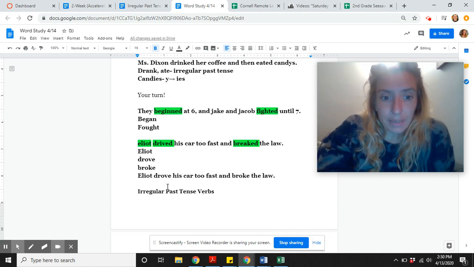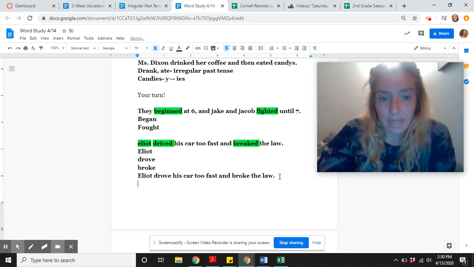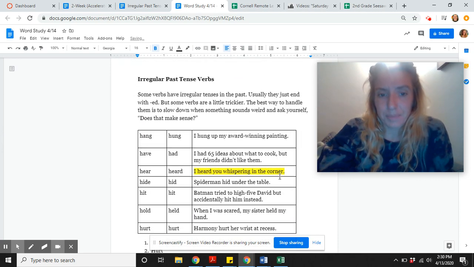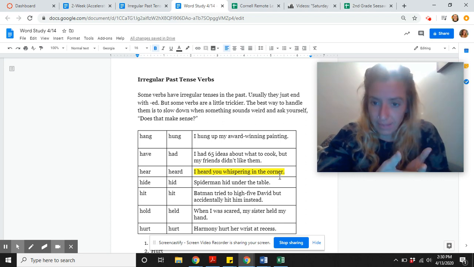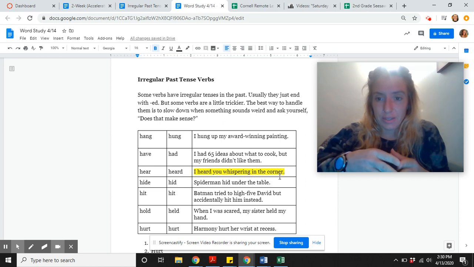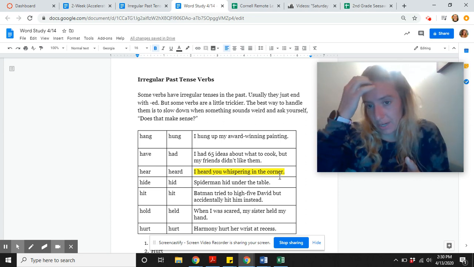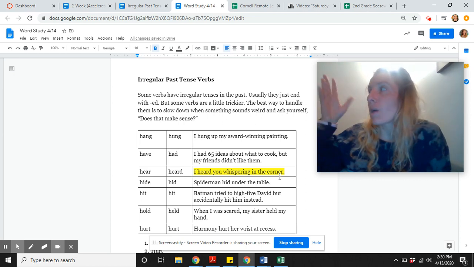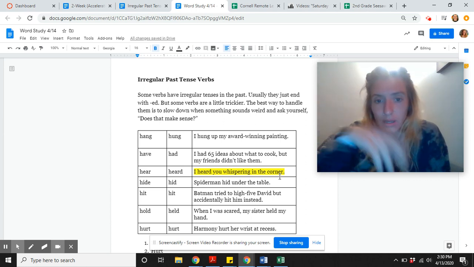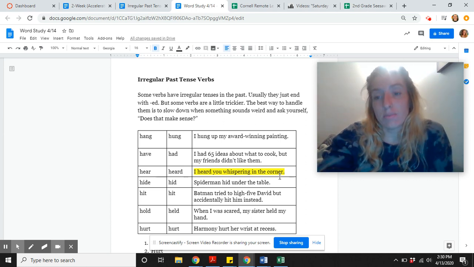Okie doke. Now we're going to move on to today's irregular past tense verbs. Remember, past tense are things that already happened. And you can say yesterday, they usually have -ed, but we have a bunch of the irregulars that we know now. Present tense are things that are happening right now or always happen every day, like I am scratching my nose, or I eat at 12. And then the future tense is things that will happen, and they include the word will or going. And you can say tomorrow.